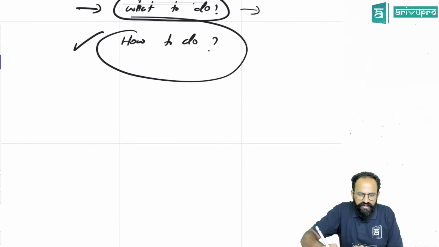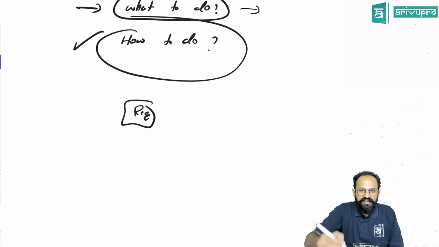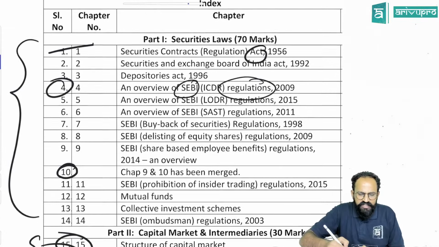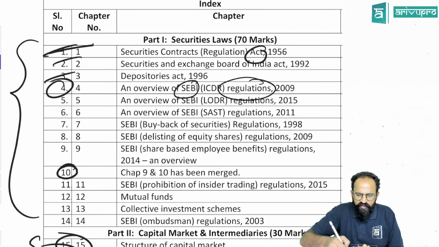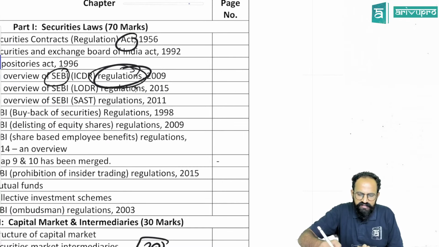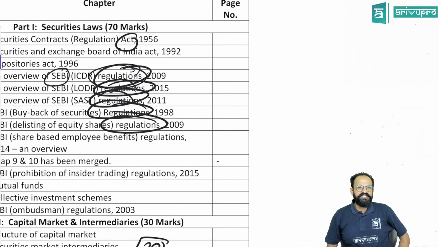Now, what are regulations, people? If you look at your index, after the first, second, third chapters, everything says regulations. What is regulation? Act tells you what to do. Rules tell you how to do. What does regulation say? What to follow. What to follow means? Act and rules tell you what not to follow.